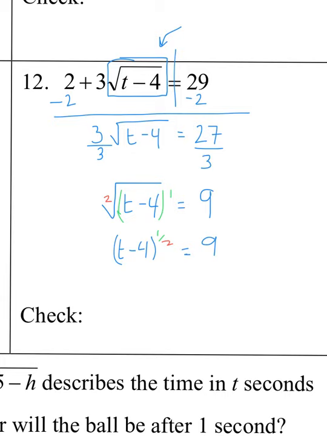If we take the reciprocal, the inverse of 1/2, it's going to be 2. So this 2 cancels with this 2, the 1's cancel with each other, and 9 squared is 81, and we're left with just t minus 4. If we add 4 to both sides, we get t equals 85.